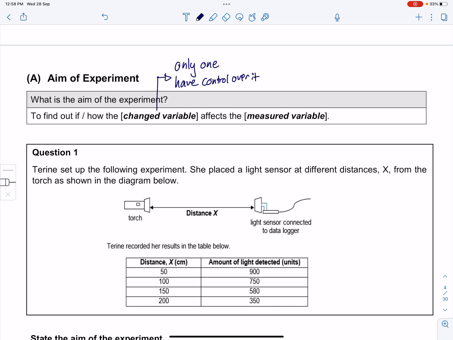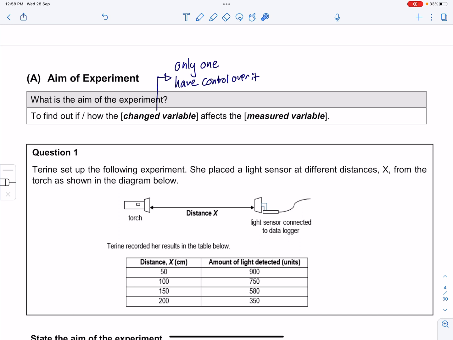For example, if my aim is to find out if drinking milk will make one taller, you will need to have a set of twins. They have the exact same DNA, they do the exact same thing every day, even right down to the number of hours they sleep. Because everything needs to be the same except one drinks milk and the other doesn't. And this drinking of milk is something that you can control. And that's the only one that you change.